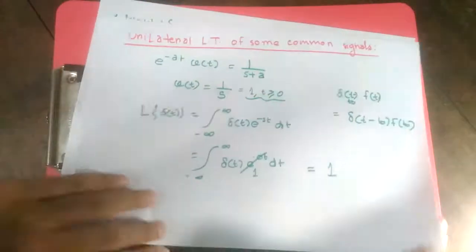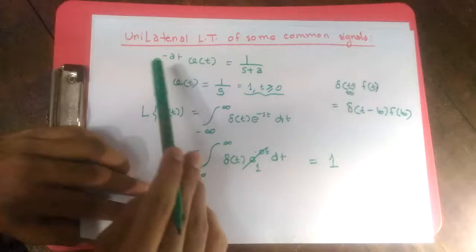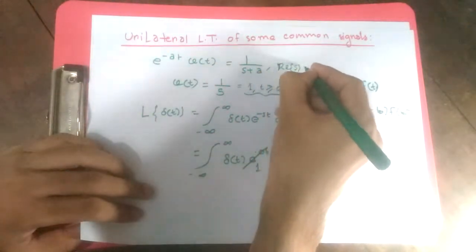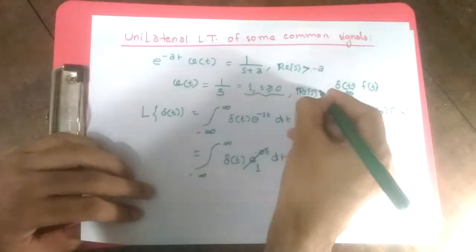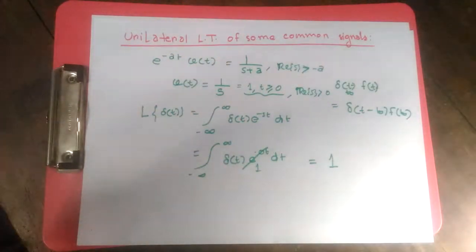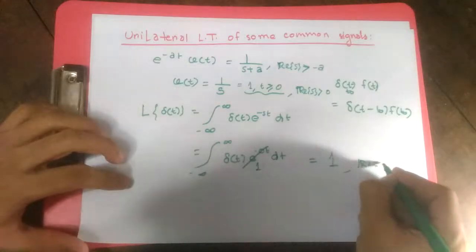And by the way, these two signals share this ROC: real part of s is greater than minus a. As you will see later on, this signal shares the ROC real part of s is greater than 0, because here simply a is equal to 0. And here you see the integral always converges, so here the ROC is the whole plane.